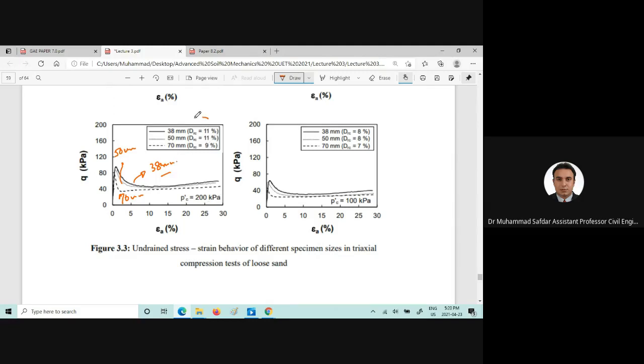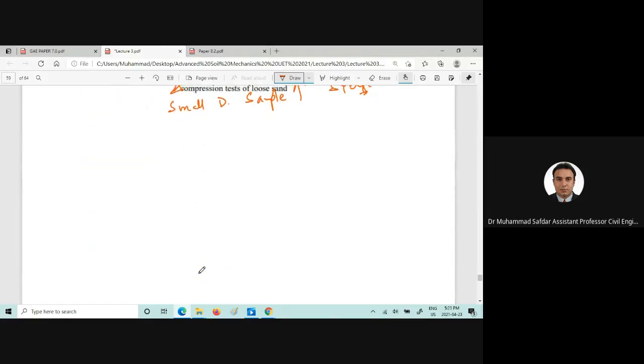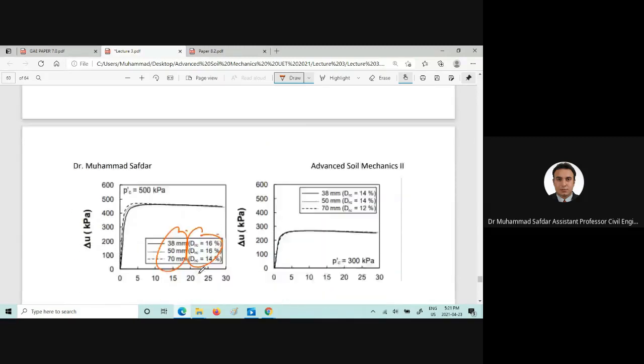So we are talking about a very loose sand, and we can clearly see that the stress strain behavior for 38 millimeter is greater than the 50 millimeter diameter, and then the 70 millimeter diameter. It means that the samples having the smallest diameter, or the small diameter samples, are giving us the greatest strength of the soil, and that is because of the shear bands which are occurring in these soils, and the reasons are discussed below.